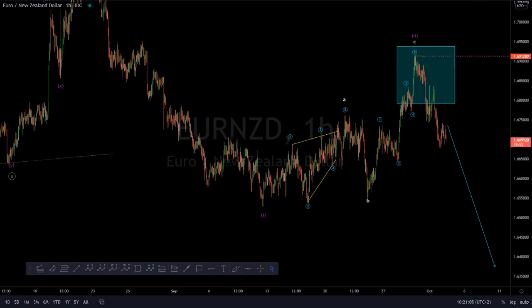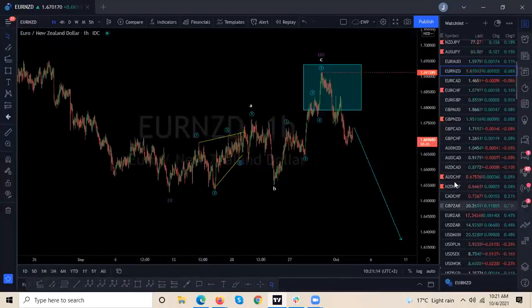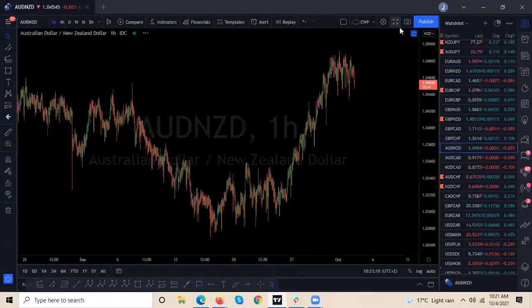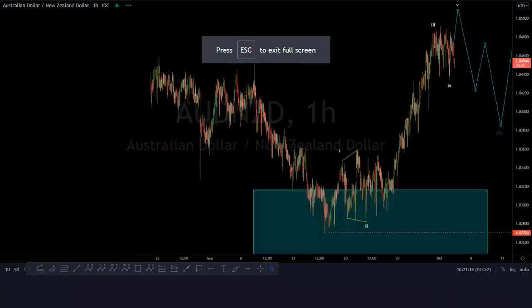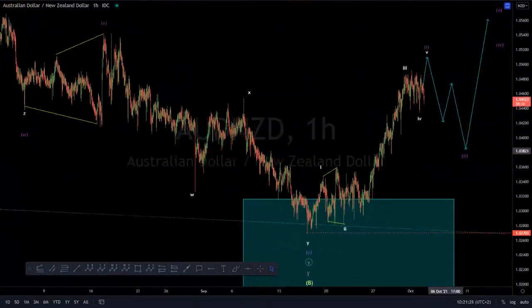That should be AUD New Zealand. I've shown this one a couple of times, but we're just expecting a pullback here. Other than that, we should be running this trade here already risk-free. Let's look at AUD New Zealand. This is what I'm expecting here, that we should get a pullback at some point here. So I'm looking at this here to be a 5-wave move already.